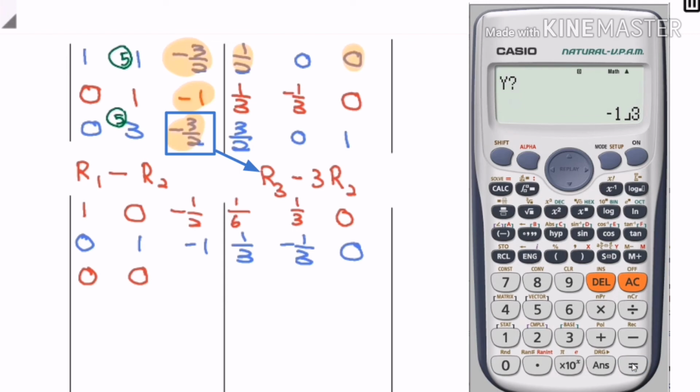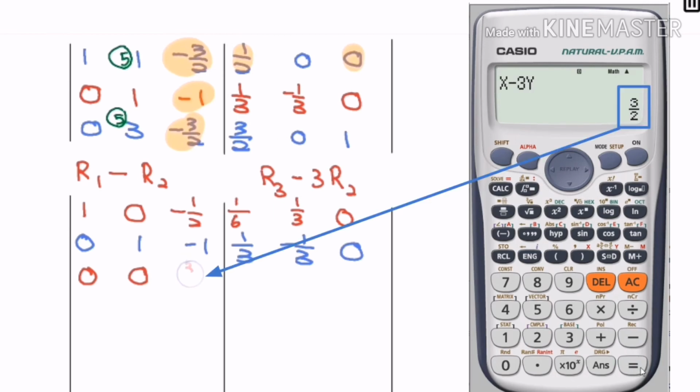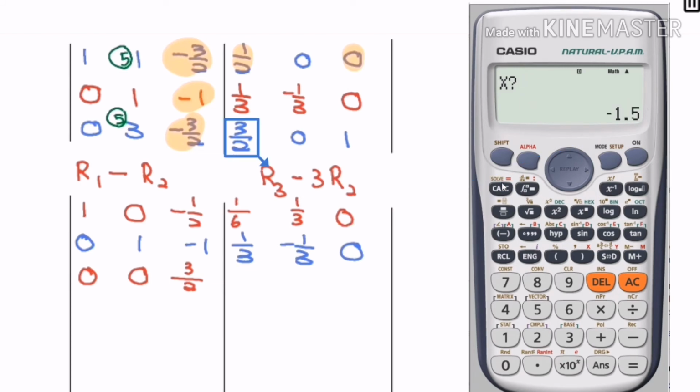Okay, so what is your R2? It's negative 1. So the value will be 3 over 2. Again, we repeat. Calculate what is your R3? 1.5. Okay, so what is your R2? 1 over 3. So finally, you have your answer 1 over 2.